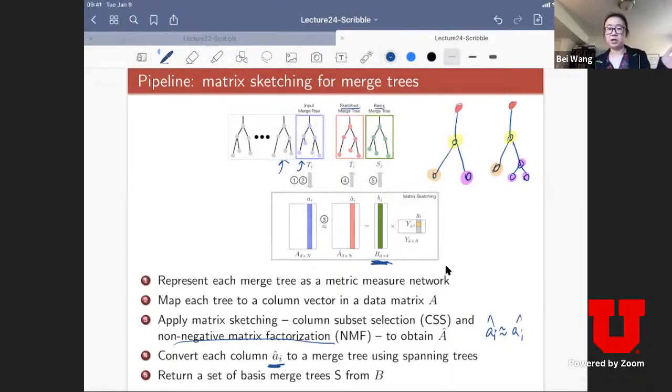So my output will be: given a collection of input merge trees, I output for each input merge tree its sketched version and the basis trees. And of course, the coefficient matrix.